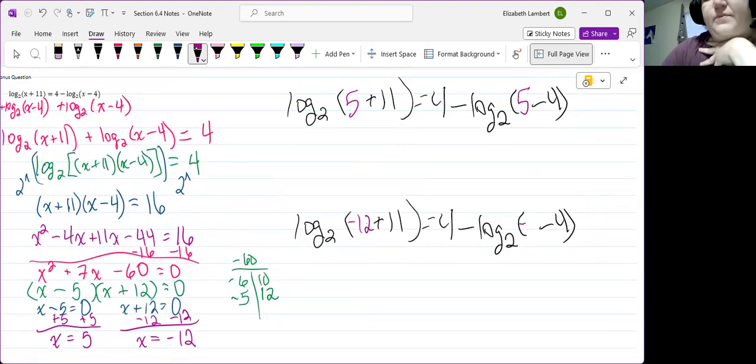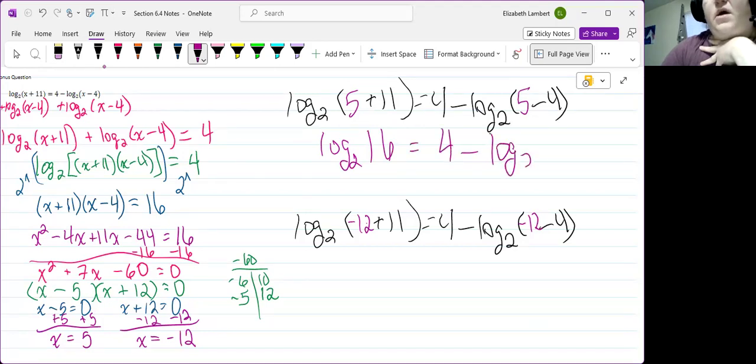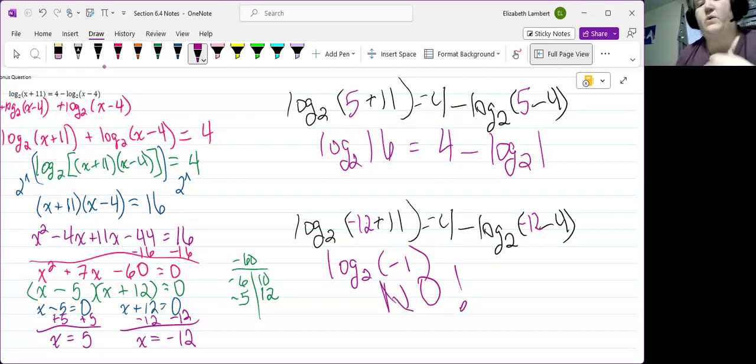All right, so up here, 5 plus 11 is 16. Log base 2 of 16 is a number. 4 minus log base 2 of 1 is also a number. Down here, though, log base 2 of negative 1, no. It doesn't even matter what the other side is. That's a negative 1, that's a no. So our only solution is the 5.